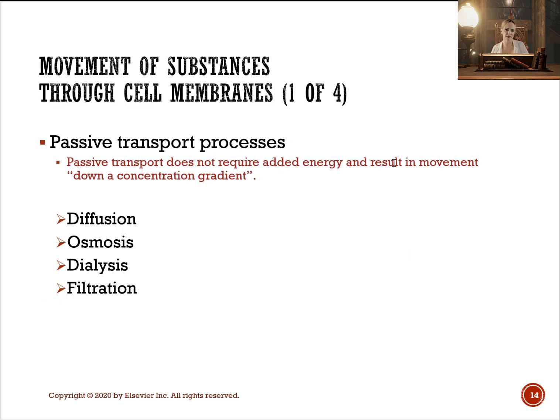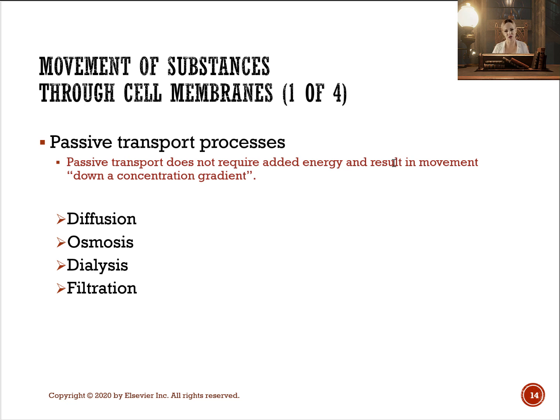So here we come to the most important area of this lecture, and that is the movement of substances through cell membranes. We have to have some way to move substances from the plasma around the cell, all that fluid, and to get things in and out of each cell. So how do we do that? Well, we have passive transport processes and we have active transport processes. So let's first talk about our passive transport processes.